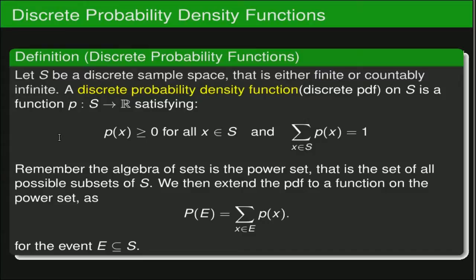And remember, just as a little bit of review, our probability function is actually defined on an algebra of sets, and our algebra of sets in this case we said would be the power set, so the set of all possible subsets of S. And for that we can extend our function P to the power set by defining the probability of any set E to be the sum of the probabilities for all of the elements that are in E. And so this gives us the probability of a particular event.